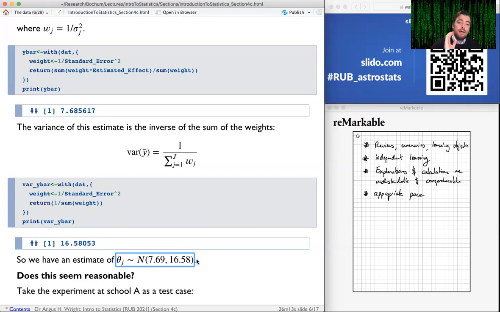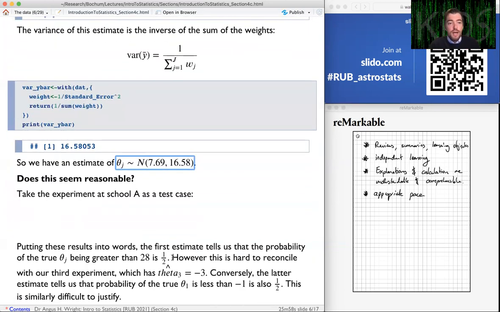Okay. We have 2 models. One in which we took everything as being independent, and one in which we took the pooled estimate of everything together. And we get 2 different values of the possible parameter that we're interested in. Which of these seems reasonable?